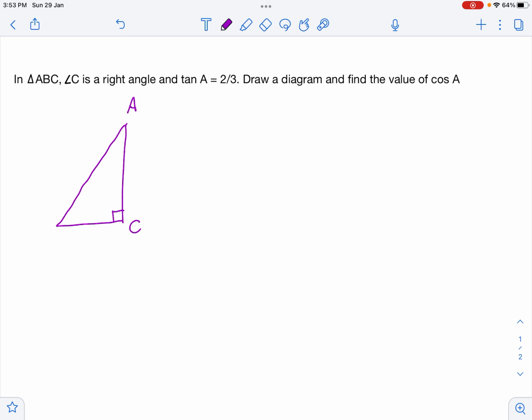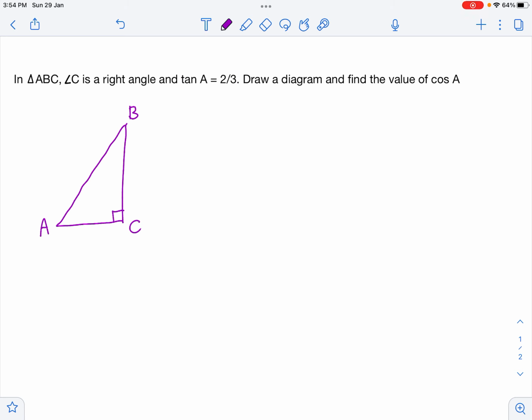Either this could be A and this is B, or it could be the other way around, where this is A and this is B. It doesn't matter because what we're trying to find is the value of cos A. So we can just assume that, let's say, this is A and this is B. But what matters is how we can understand what tan A means.